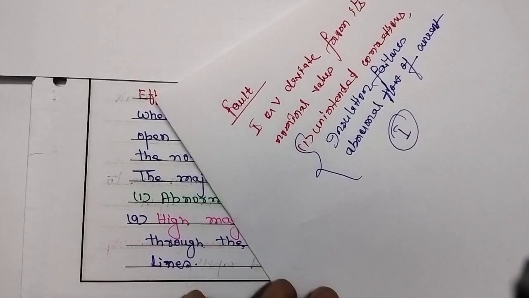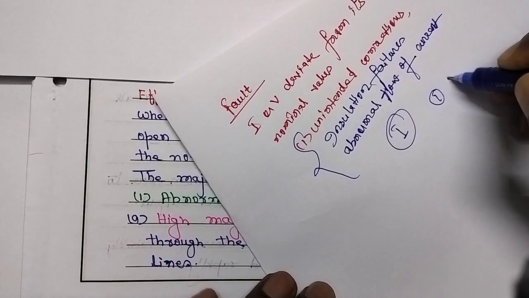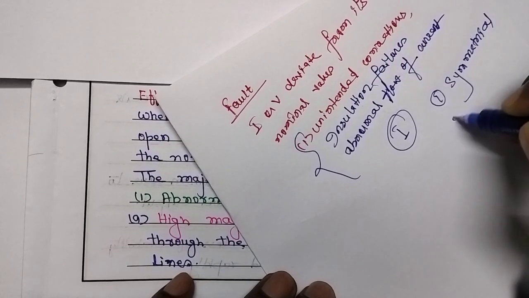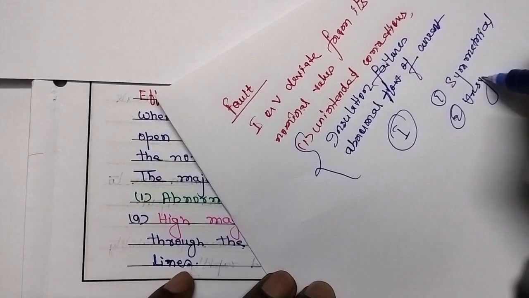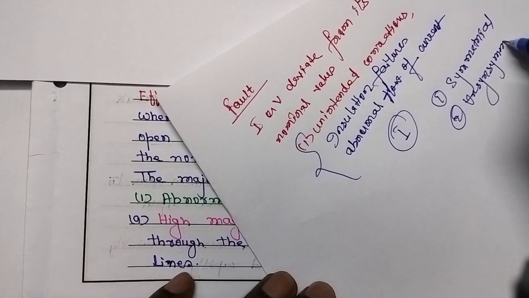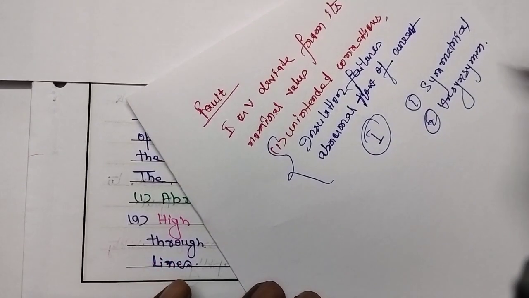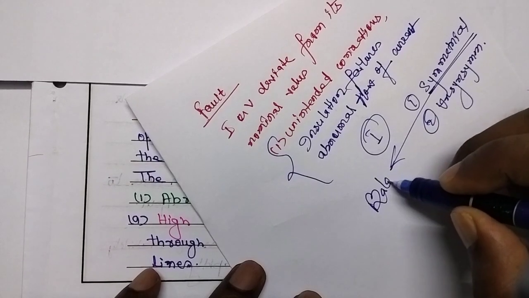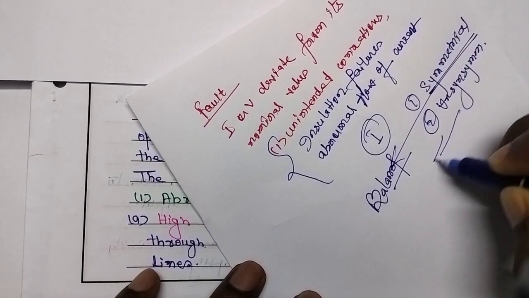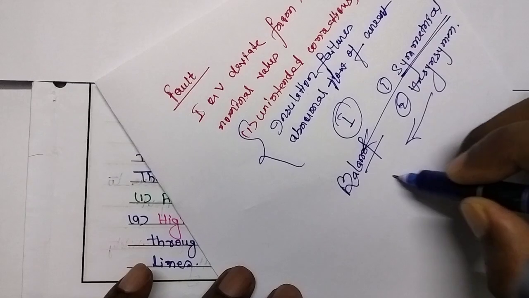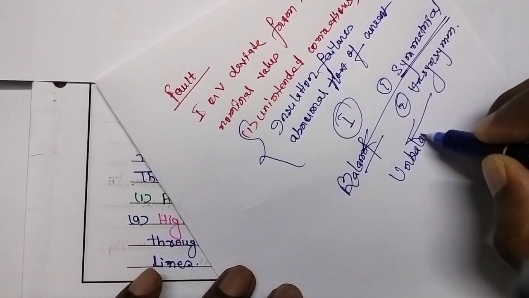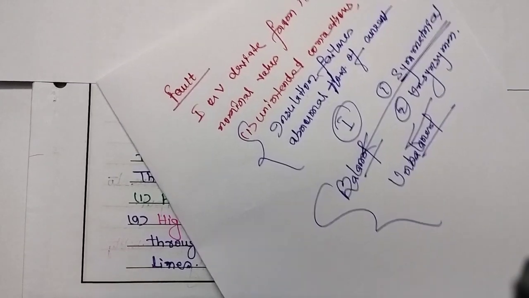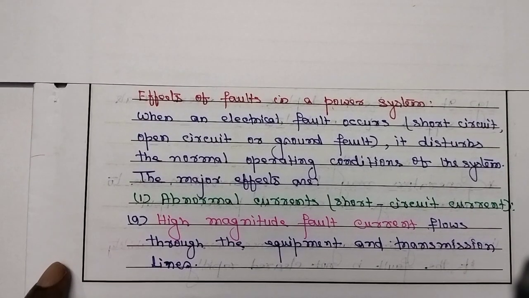Faults can be of two types. The first one is symmetrical, and the second one is unsymmetrical. A symmetrical fault is always balanced in nature, but an unsymmetrical fault is unbalanced in nature. So we'll see what the effects of the different types of faults in the power system are.